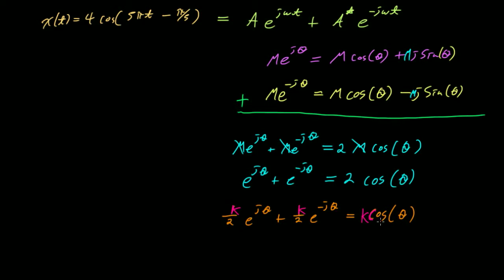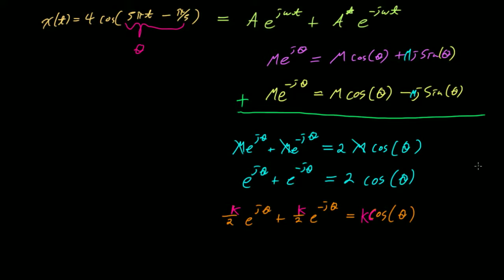So now I've got a way of taking a cosine. And keep in mind, for theta I could stick anything in, I could stick this whole thing in for theta right here. I've got a way of representing a cosine, even if it has an omega and a phase shift and everything, as a sum of complex exponentials like I have here.